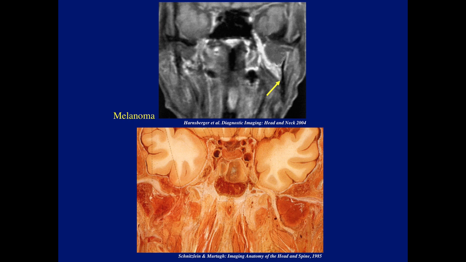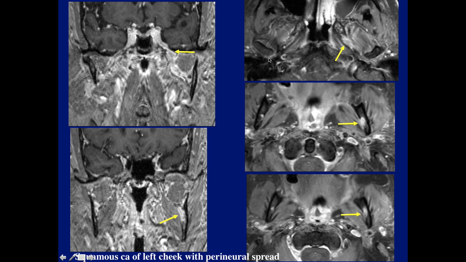Here's a melanoma, perineural spread. Interestingly, the mandible looks okay here, but here we see the thickened enhancement of the mandibular nerve traveling towards Meckel's cave. This was squamous of the left cheek. Again, perineural spread. Notice invasion of the mandible at the level of the mandibular foramen and enhancement, and again, enhancement and involvement of the mandibular nerve.